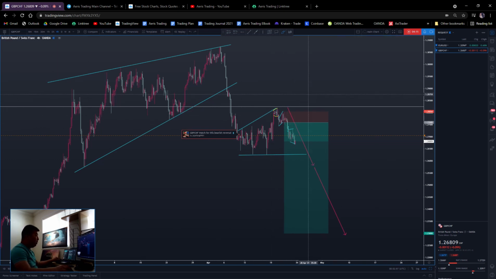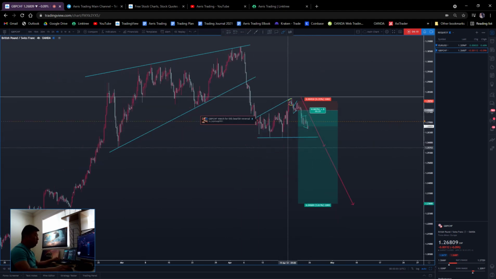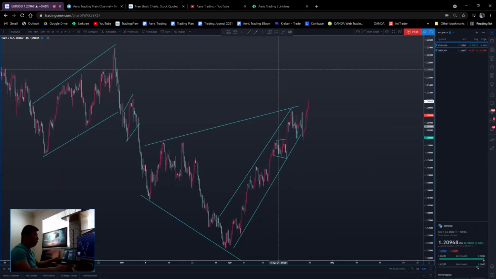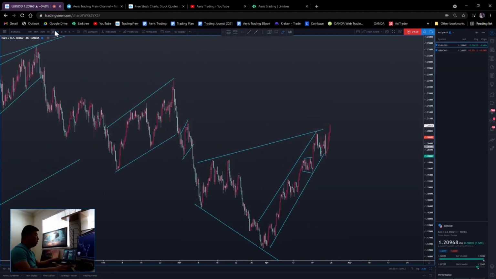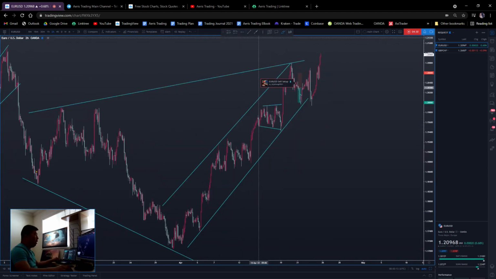So that's the first trade from this week, Pound Swiss, running about 2% right now, and we'll see how the price moves up next week. The second trade I took was Euro Dollar. I took a short on Euro Dollar, and I'll go over my management and my decision to enter a trade like this.